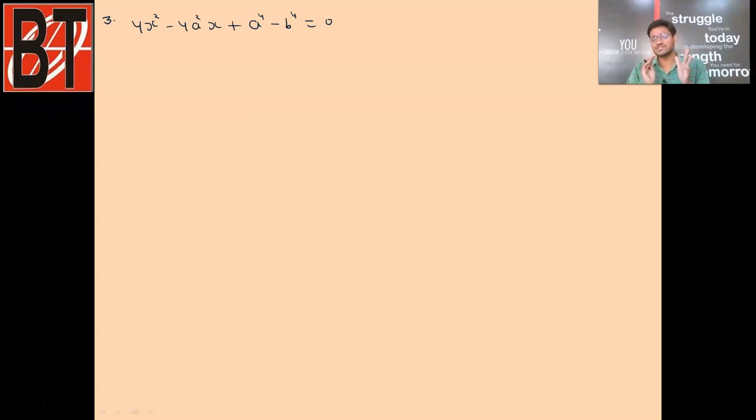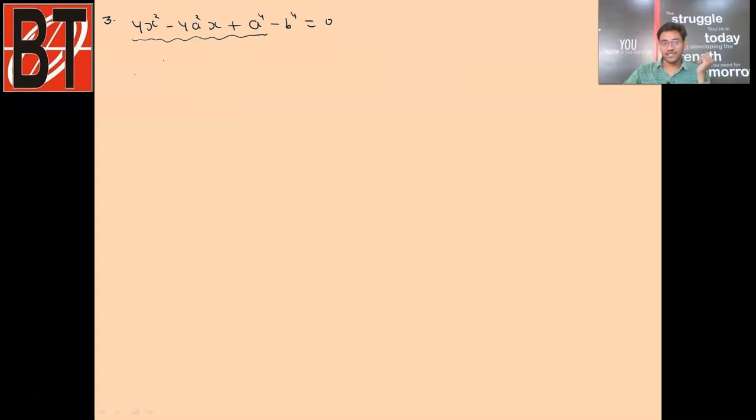Okay, now students, if you solve so many questions, okay, after practicing, you may observe that this is nothing but an identity. Okay, the first three terms of this quadratic equation are forming an identity, but you have to recognize that identity. Okay, see, let me show you which identity is this.